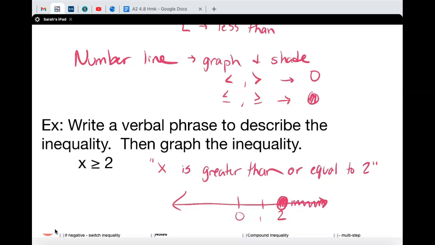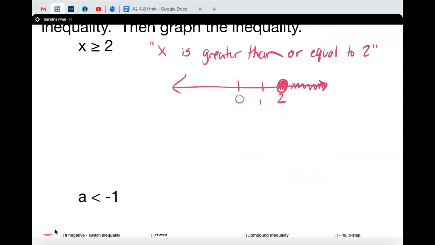Okay. Problem number 1 down. Problem number 2. Do this one by yourself, really quick. Write it down in words, and then graph it on the number line.